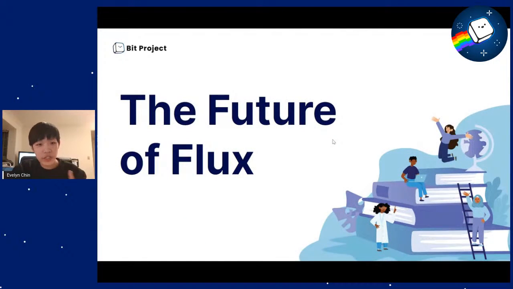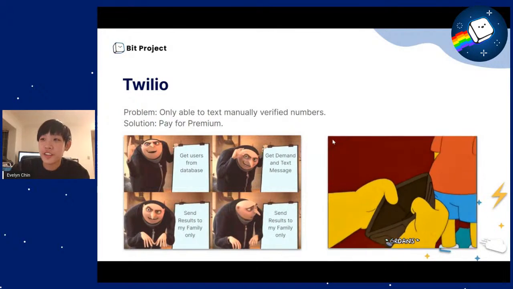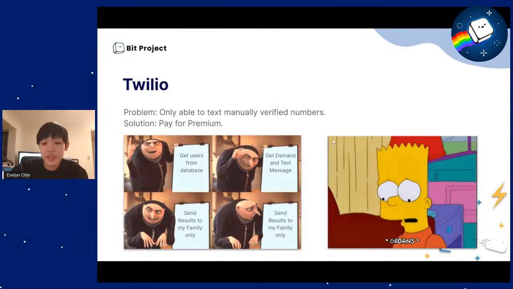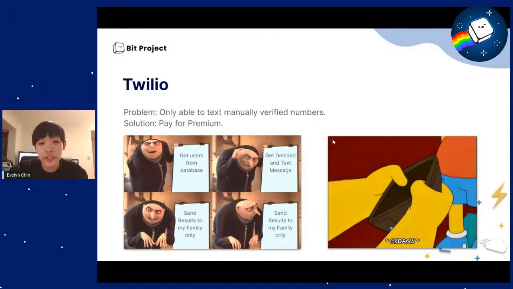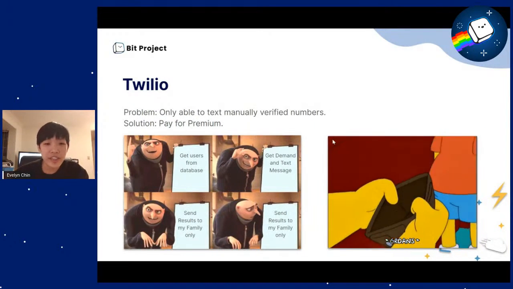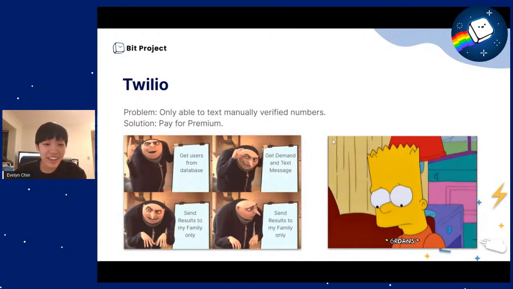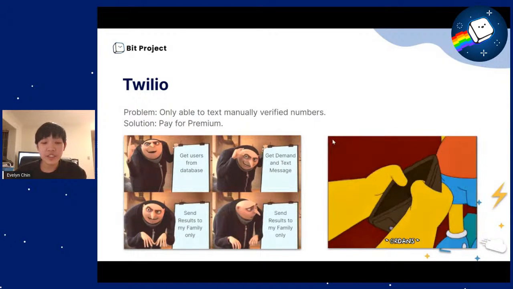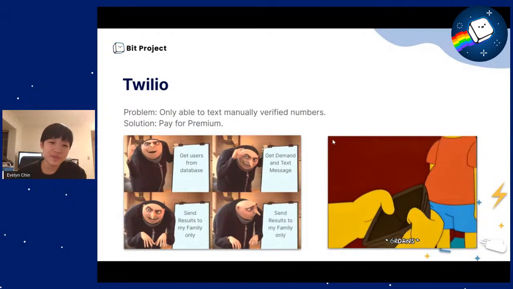So the future of Flux, where it's headed, and what I want it to look like in the future. I did run into a slight problem with Twilio, where Twilio only allowed me to text manually verified numbers. So with each number that entered the database, I had to go to Twilio and manually verify it myself in order for it to be able to text the number. Essentially, this meant I could only text the numbers I already had, just my family, so no one else. This was a slight issue that I do want to overcome in the future, but the solution would simply be paying for premium.